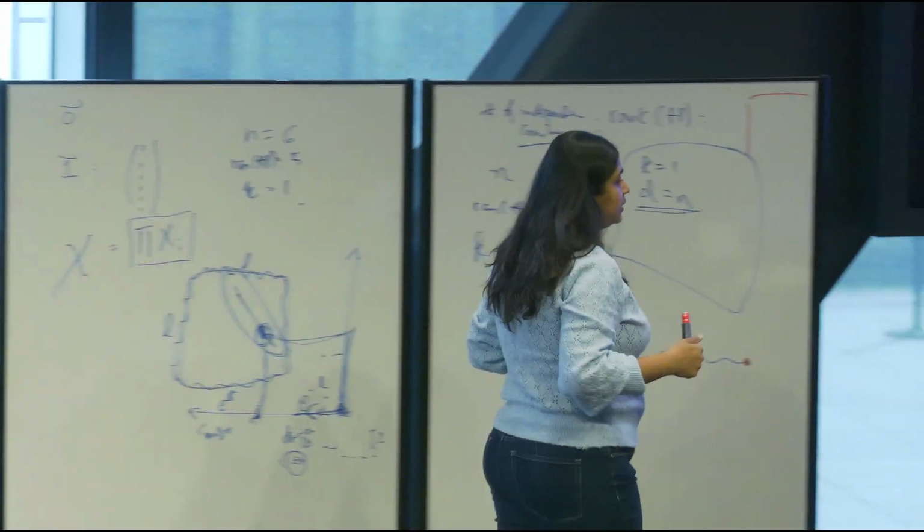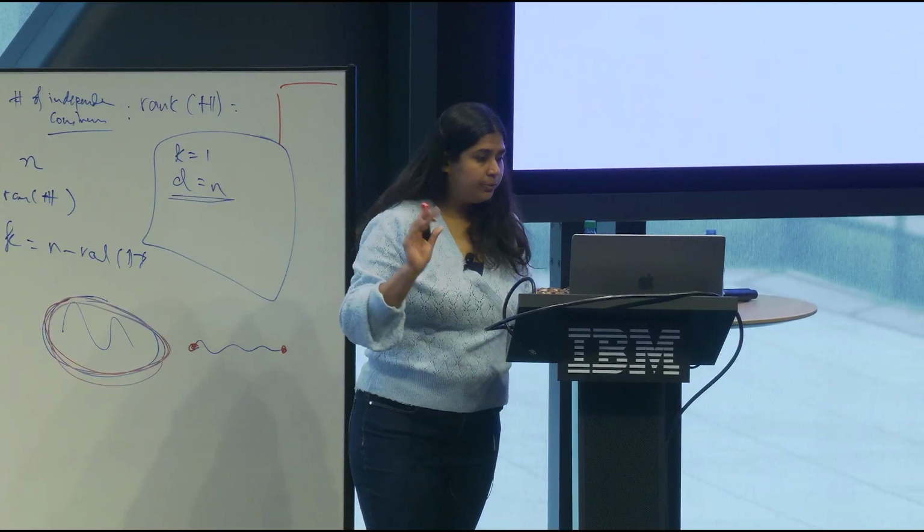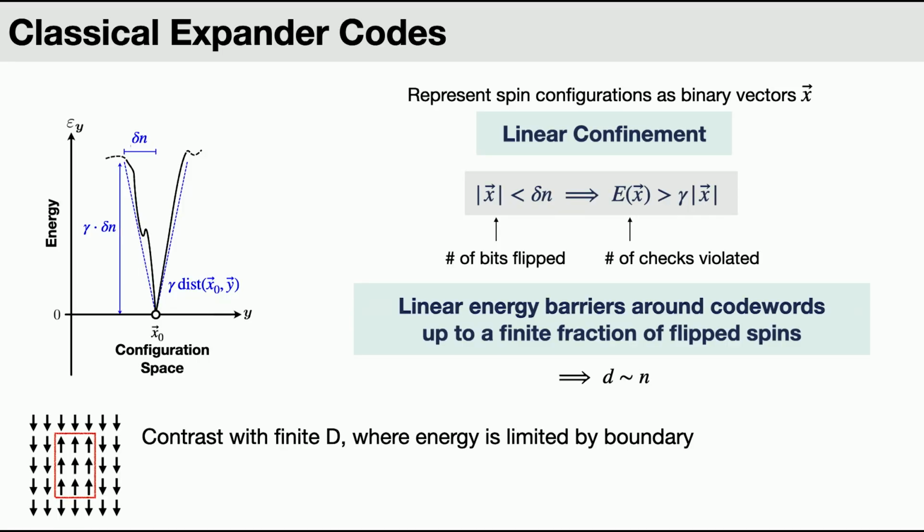Okay, this should be really weird to you from your Euclidean intuition, because in Euclidean space, for any set of bits that I flip, the number of checks violated scales proportionally to the number of spins that I flipped. Okay, this is very different from Euclidean space, because again, come back to the Ising model.